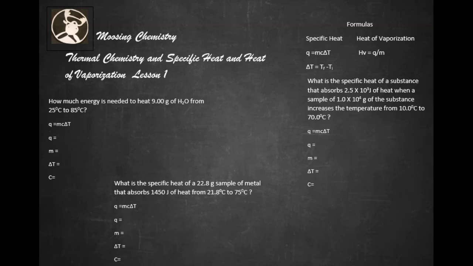How much energy is needed to heat 9 grams of H2O from 25 degrees Celsius to 85 degrees Celsius? Well, let's look at what we know. We know that the specific heat formula is Q equals mCΔT. So we're going to figure out what we need. We're looking for the energy, that would be Q. Our mass is 9 grams.